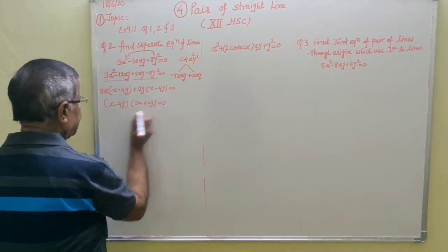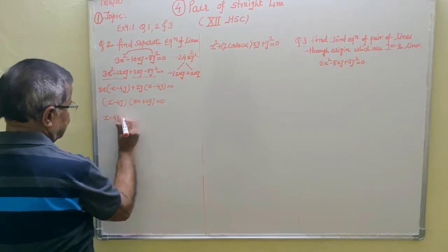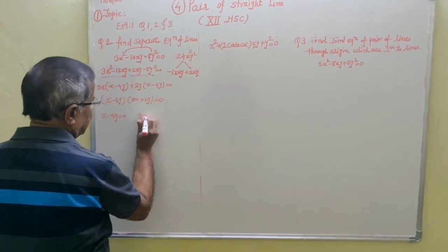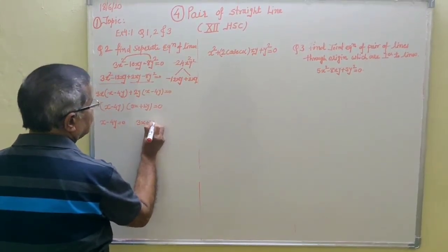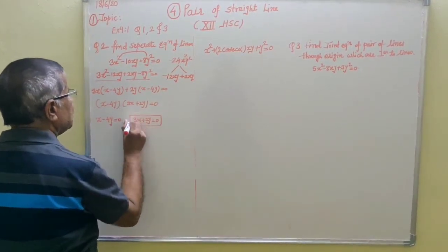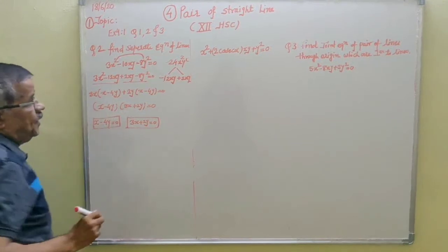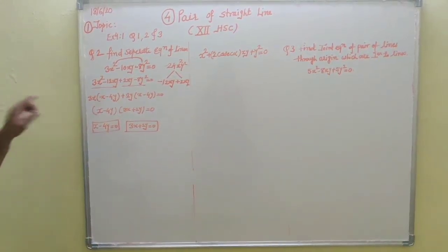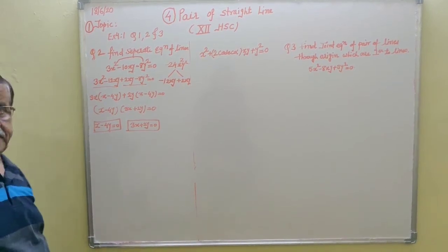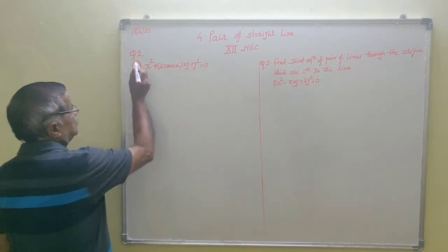Now I am equating this with x minus 4y is equal to 0. This is my first equation, and 3x plus 2y is equal to 0. These are my two required equations for the given equation of line. Now this type of problem can be solved by which method? Middle term splitting method.